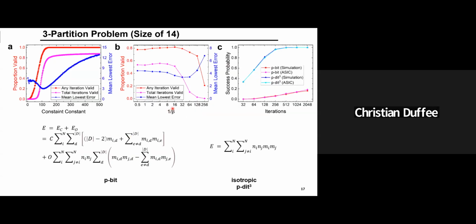Okay, so on an ASIC, which I will talk a bit about more later, we considered a small 3-partition problem of size 14. In this problem, you have a set of numbers that you are trying to subdivide into 3 partitions, such that the sum of each set is equal. On the left here, we see our equation to encode this problem using p-bits in the Ising model. And on the right, we have the equation for the isotropic p-dits.